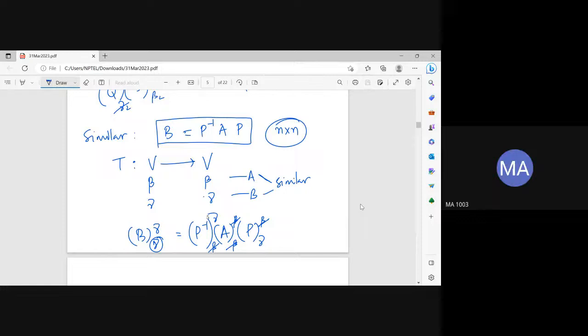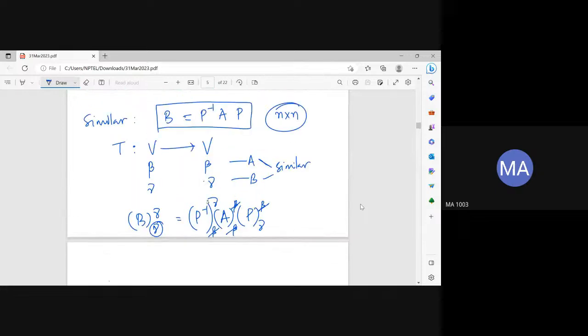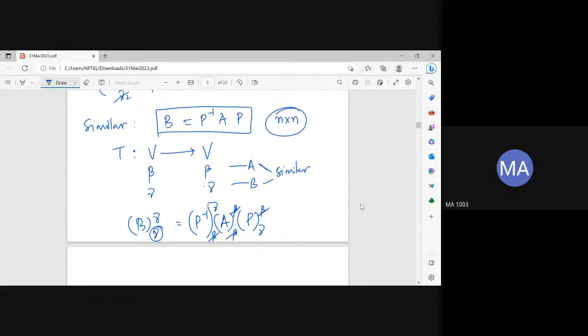Whatever you choose, you can call any one of them as A and any one of them as B. So AP is equal to PB, or you can write BP is equal to PA, right? You can do it either way. Your P will be different based on how you've chosen, that's all. The P here will be the P inverse here.